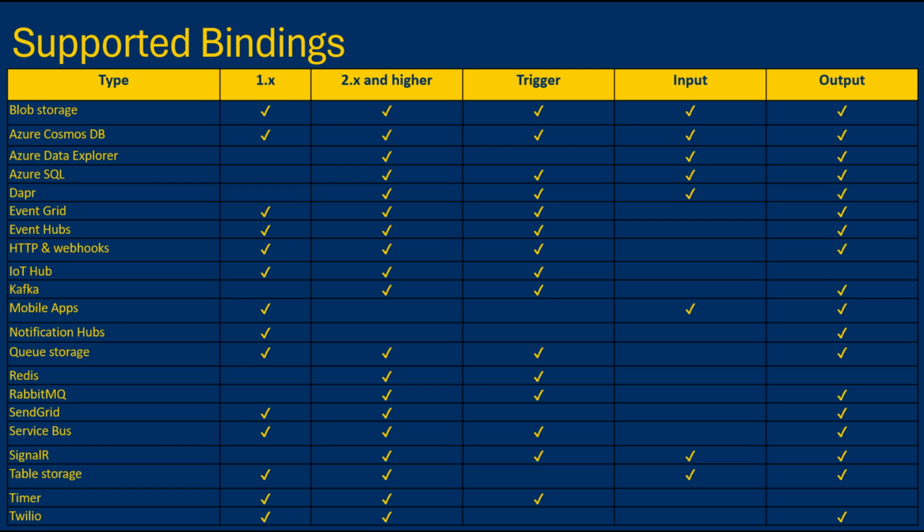Another column shows the trigger. If you notice, almost all Azure services support trigger. That means a developer can use any of the resources from this list to activate or trigger the function.